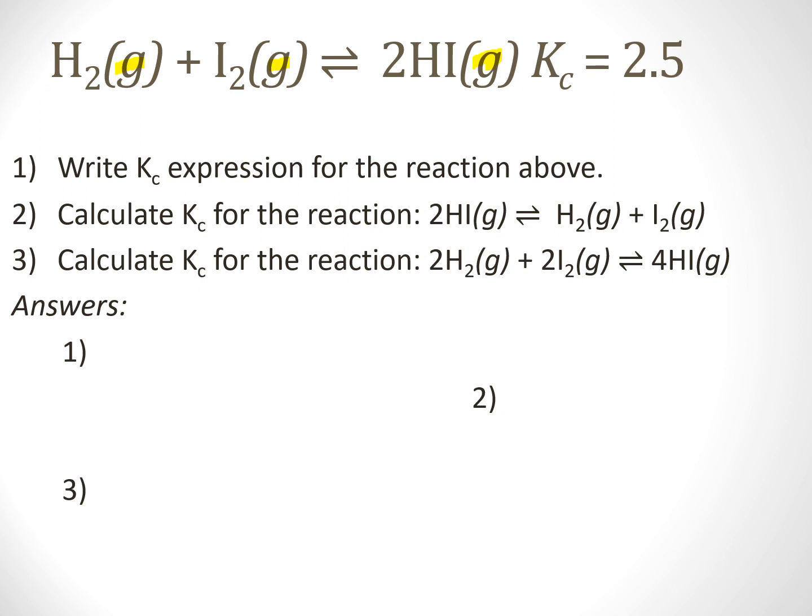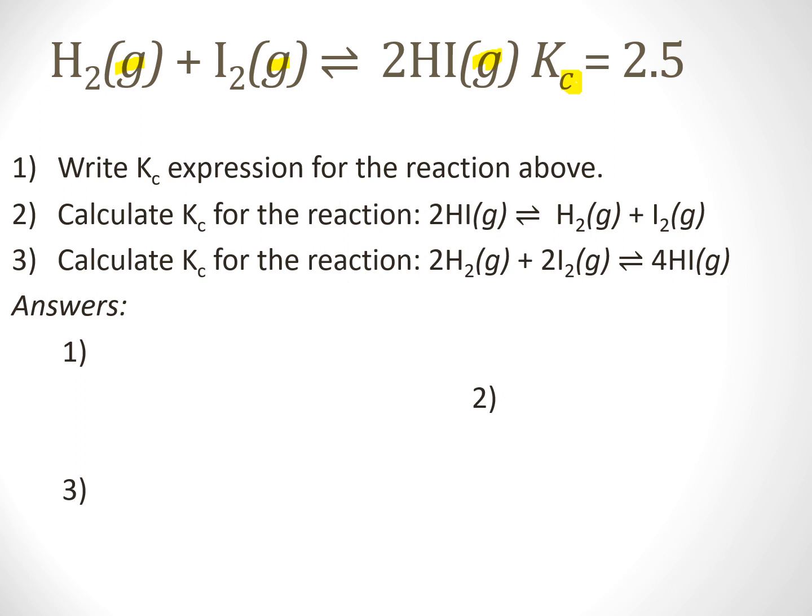In theory, because everything is a gas, I could write the equilibrium constant in two different ways, either in terms of molar concentration or in terms of partial pressure. Because the constant is given as Kc, that tells you it's going to be in terms of molar concentration. Remember that Kc has no unit, like Kp. In general, equilibrium constants do not have units. So the first thing we want to do is write the Kc expression.